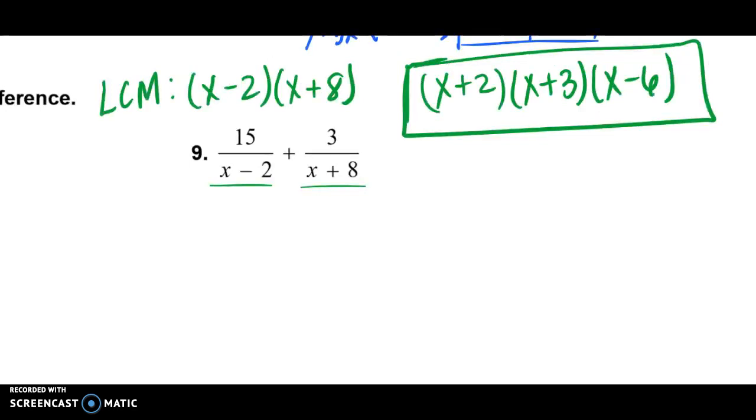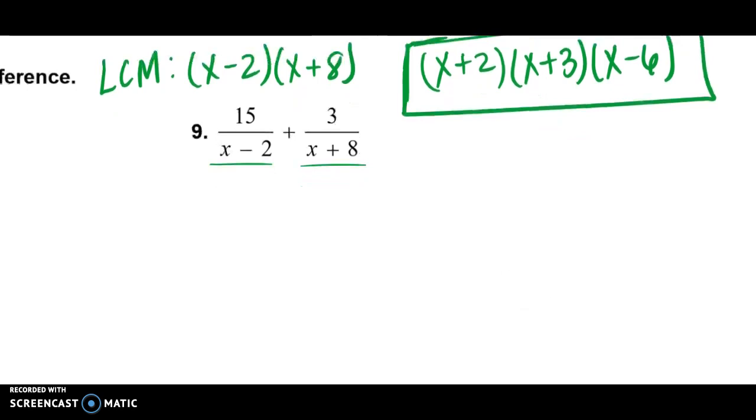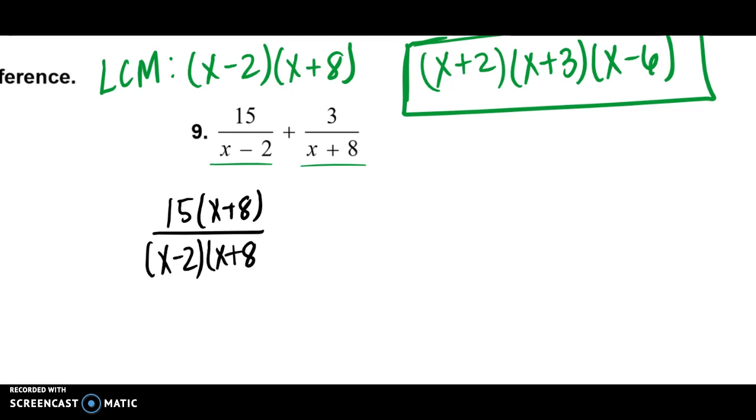Okay, now that we have our least common multiple, the first part of this expression we're going to multiply by x plus 8, since we already have an x minus 2. So let's do that: 15 times x plus 8. We're going to multiply both the top and the bottom by x plus 8. The second part of this equation we're going to multiply by x minus 2. So we have 3 times x minus 2, then x plus 8 times x minus 2.